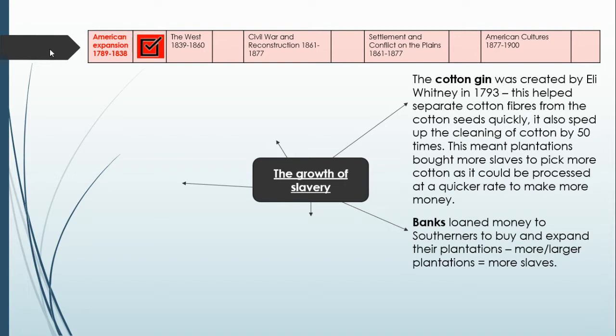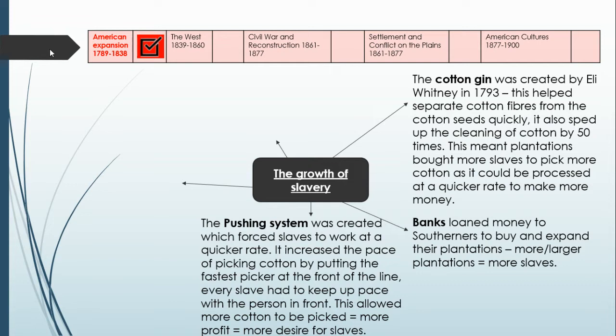We then have the role of banks. The banks loan money to Southerners to buy and expand their plantations. So without this money, many Southerners wouldn't have been able to have their plantation in the first place. So the more money that is made available to Southerners to develop or buy new plantations, then there is more of a demand for slaves. So this leads to the growth of slavery.